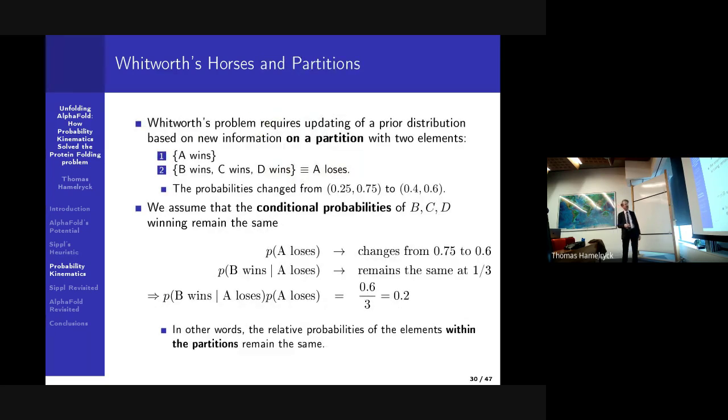So what is the assumption that you've made? We actually have a partition with 2 elements. The first element says A wins. The second says one of the other horses wins, which is equivalent to A loses. So the probabilities change from 0.25 and 0.75 to 0.4 and 0.6. So the probability that A loses changes from 0.75 to 0.6. The probability that B wins when A loses remains the same at 1/3. And that means that this probability here is equal to 0.2. In other words, the relative probabilities of the elements within the partitions stay the same. This is the core idea of Jeffrey conditioning.